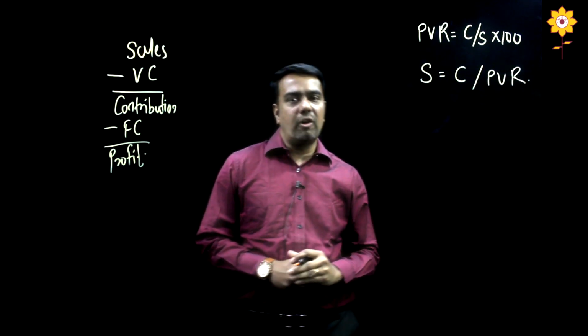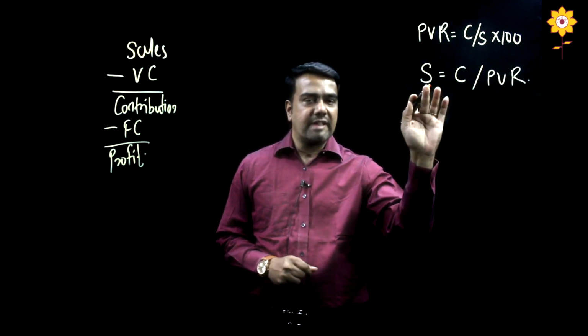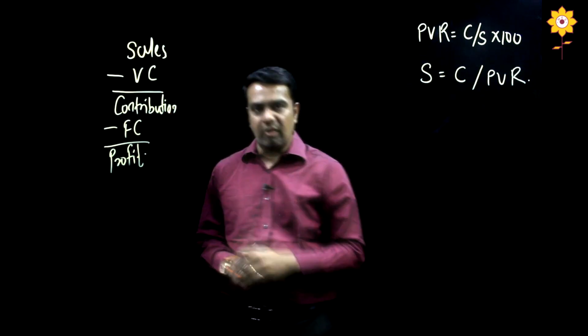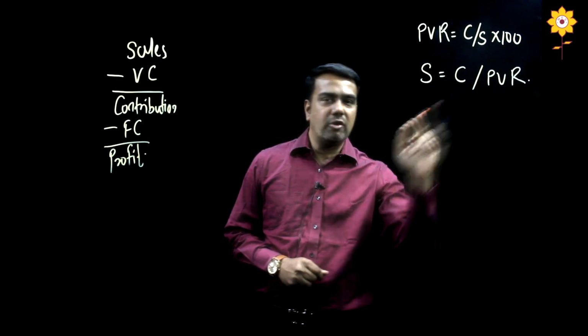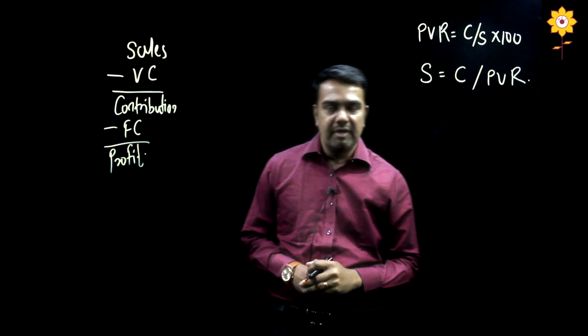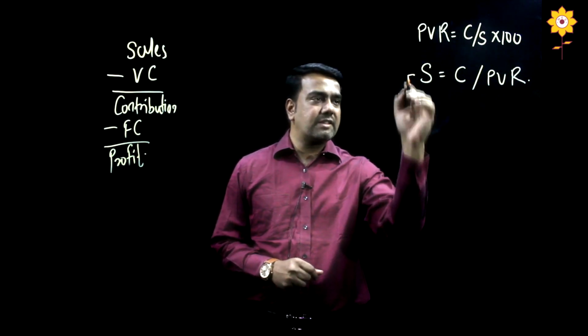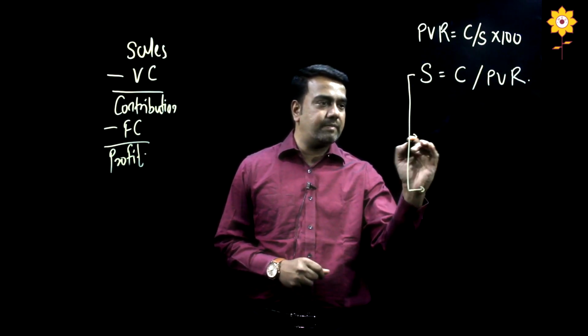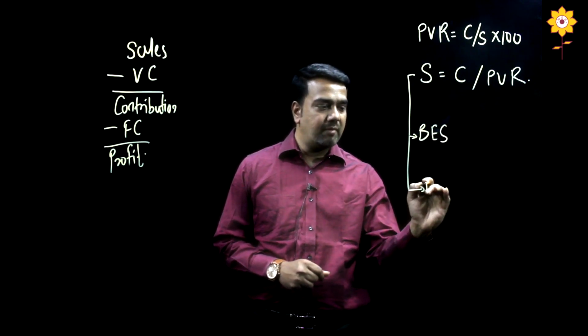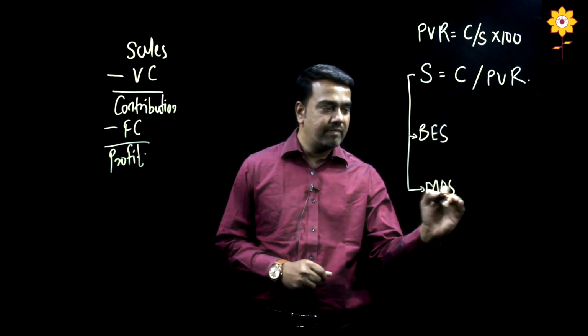Now if you closely observe, sales have two components, variable cost and contribution. Contribution has two components, fixed cost and profit. Now I am dividing sales into two parts, break even sales and margin of safety.